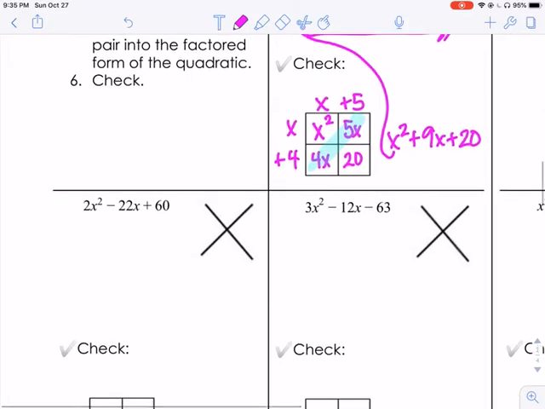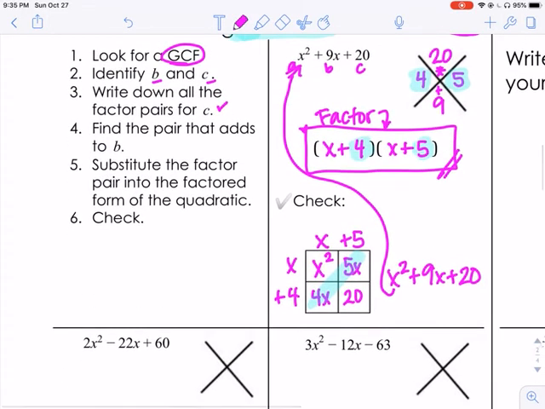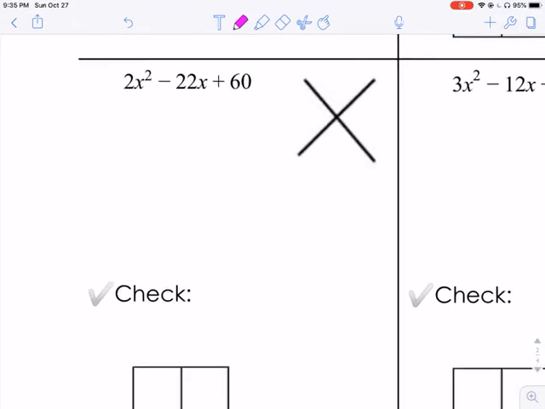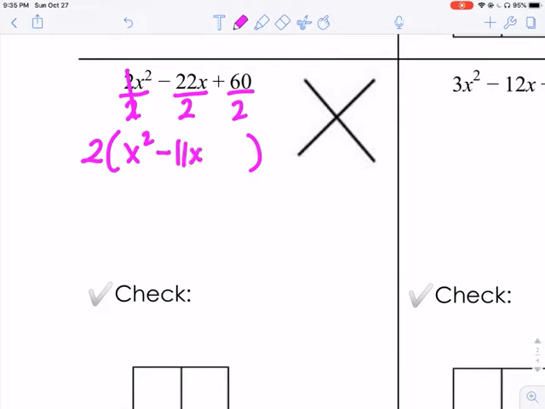So let's try another one. Remember that our first step is to look for a GCF. So when I look here, I see that I can take a 2 out of each of these. So I'm going to go ahead and take that 2 out, put that 2 in front. I have x squared left over here. Negative 22 divided by 2 is negative 11x. 60 divided by 2 is 30. So I can see that I have that there. I want to make sure that that factor does stay on the outside as a GCF.